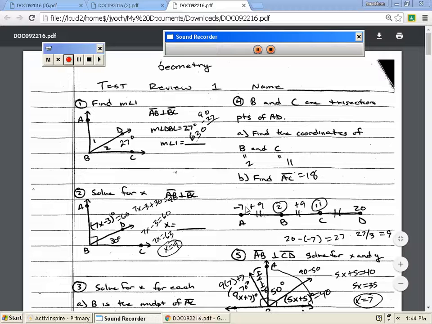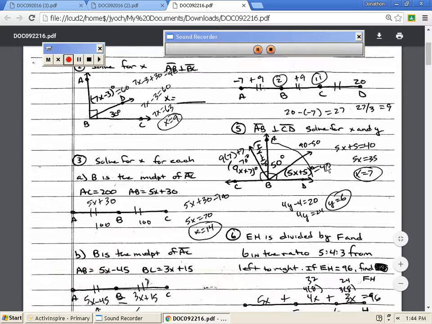Number 4, you have trisection points. If you start at negative 7 and go to 20, that's a distance of 27. Like I show here, they're all equal, so each one is 9. Add 9 to negative 7 to get 2. Add 9 to 2 to get 11. B's at 2. C's at 11. AC is the length of 2 segments. Each segment is 9, so AC is 18.